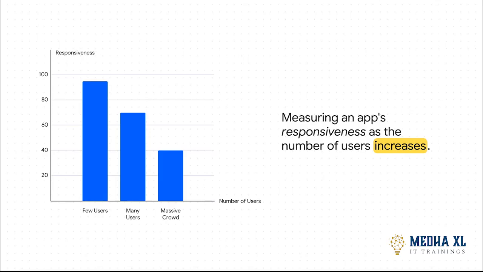And this chart shows you exactly what we're talking about. When there are only a few users, everything's great, super responsive. But as you add more and more people, what engineers call applying a load, you can see that performance might start to dip. The whole point of this is to find that breaking point in a controlled test before your real customers find it on launch day.